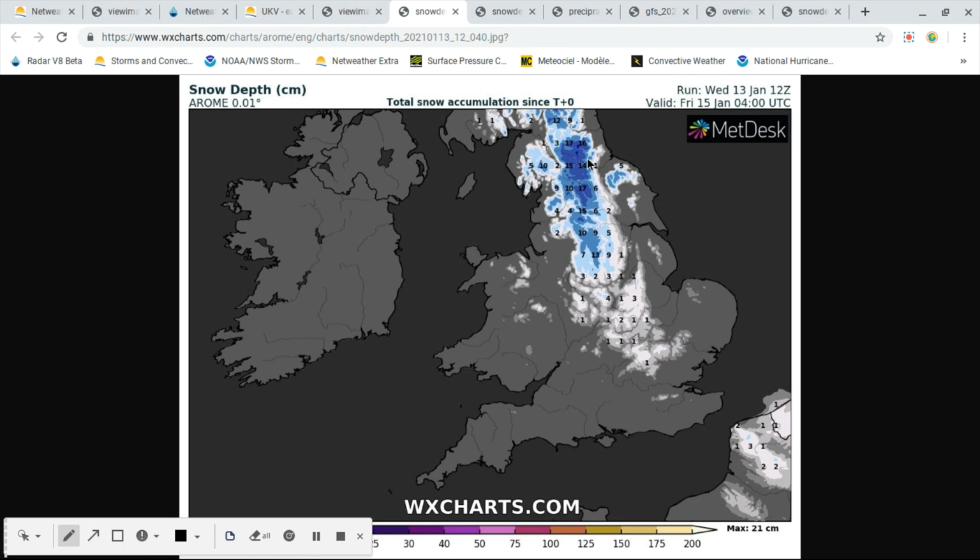I think that the best location would be high ground, so maybe the Chilterns, parts of the North Downs in Kent, and then probably to the north of London and into the Midlands. So that's probably your best bet for seeing snow.